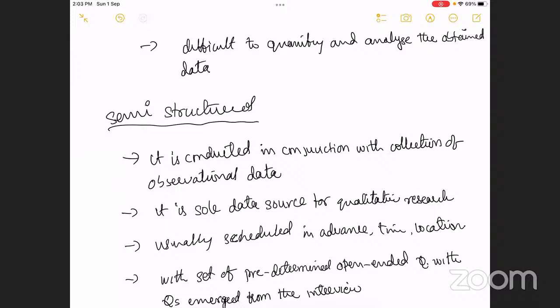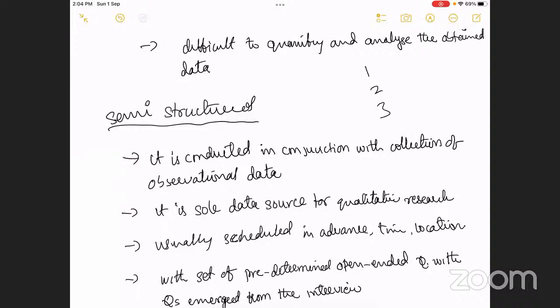Are you getting this one? In a structured one, you have the first question, second question, third question. In an unstructured one, you will ask whatever question you like or whatever information you want to get, and based on that information, you will generate another question and ask the respondent.